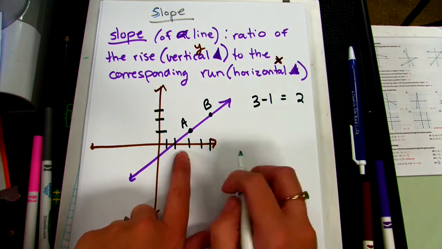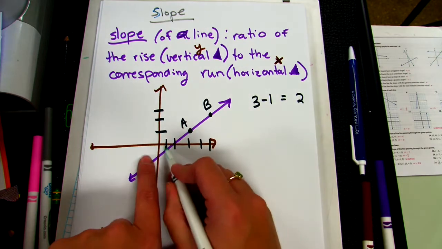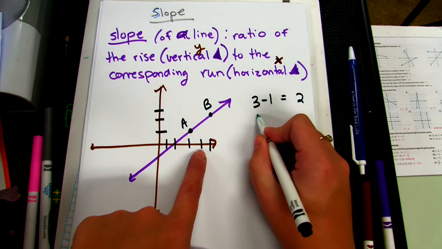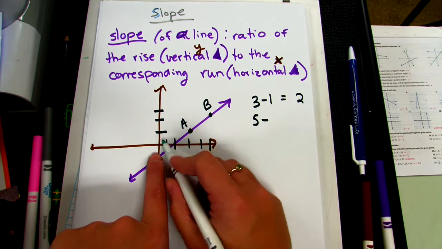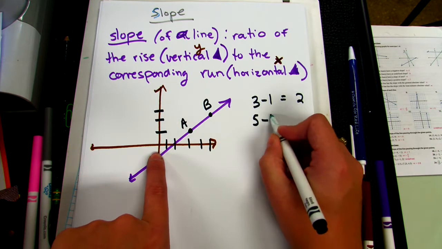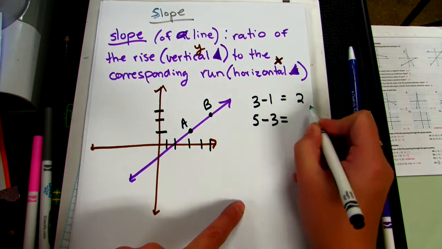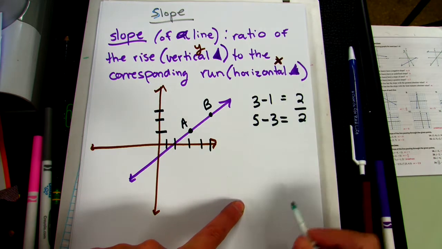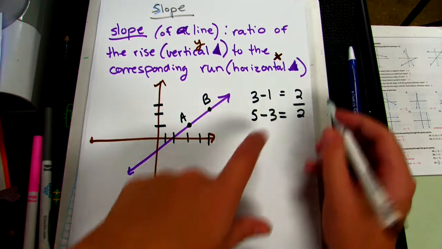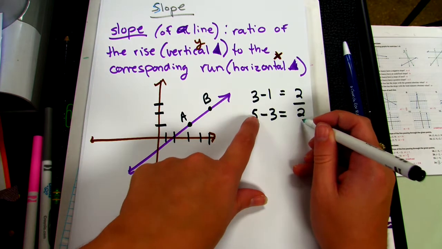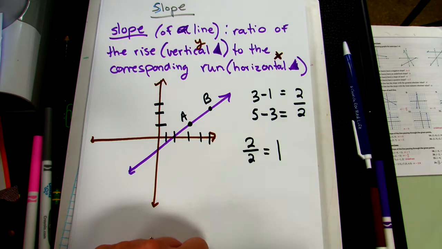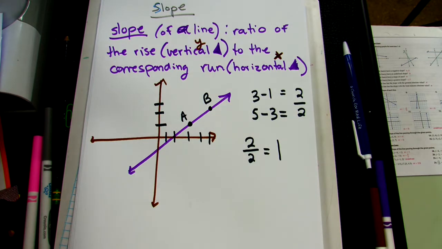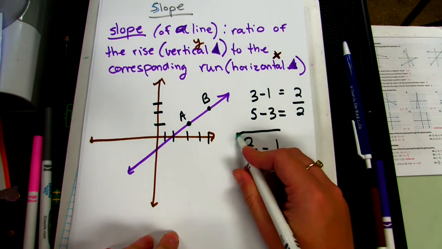Now looking horizontally, B is currently at 1, 2, 3, 4, 5, and we want the difference between B and A, which is at 1, 2, 3. So the difference between them would be 2. Remember it's a ratio, the vertical change over the horizontal change. So our ratio is 2 over 2, which is equal to 1. So the slope of that line between those 2 points A and B would be 1.